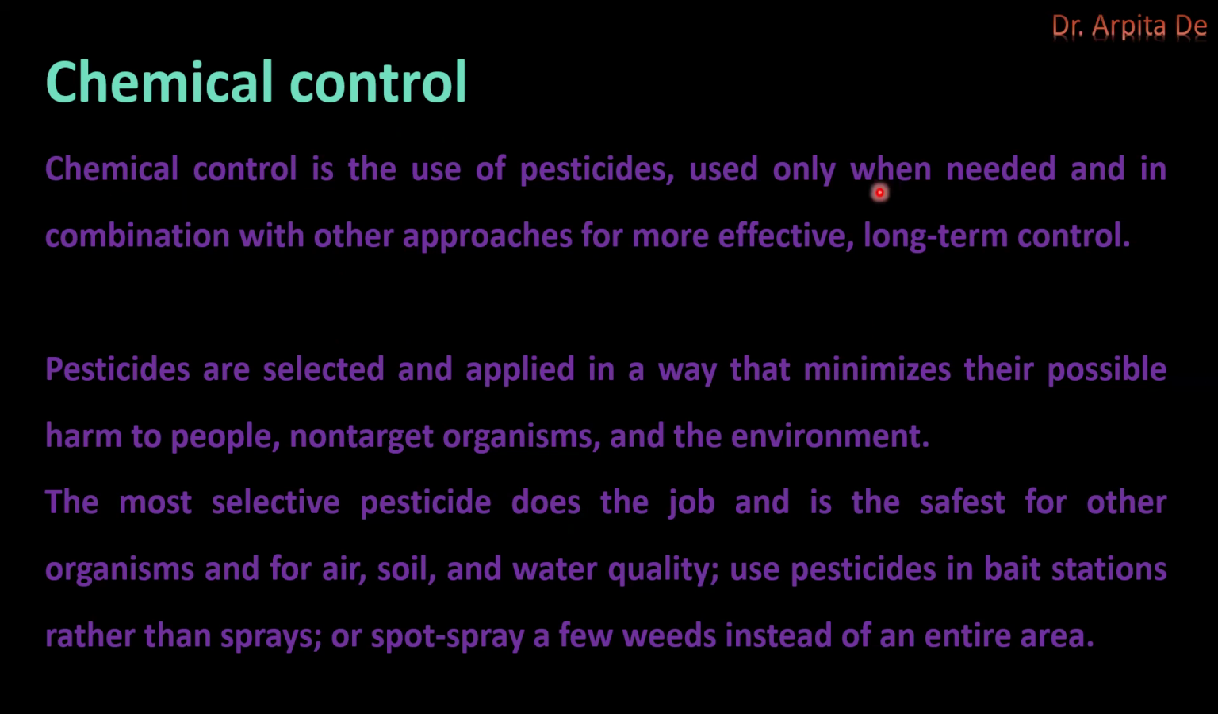There should not be careless and uncontrolled use of toxic chemicals. It is only used when needed and in specific quantities. Pesticides are selected and applied in a way that minimizes their possible harm to people, non-target organisms, and the environment. See, in every control method, you will come across this line that the non-target organisms should not be harmed, and also mankind, animals, and environment or ecosystem should not get harmed at any cost.